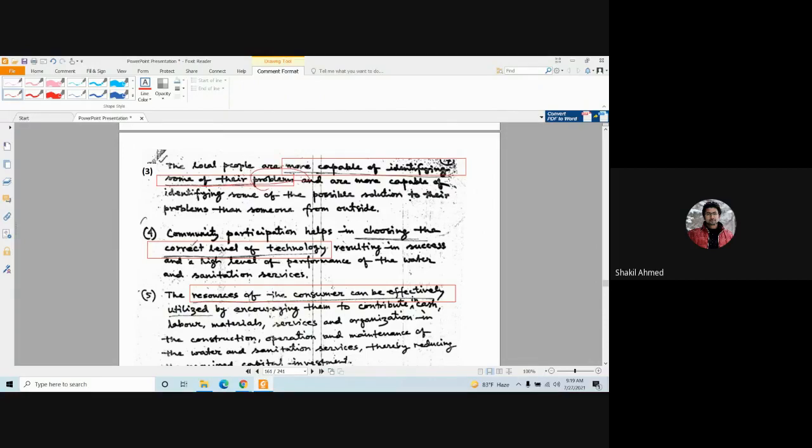And then, correct level of technology. It will help you to select the correct level of technology, whether it's a cheaper technology or a luxurious technology. Okay.